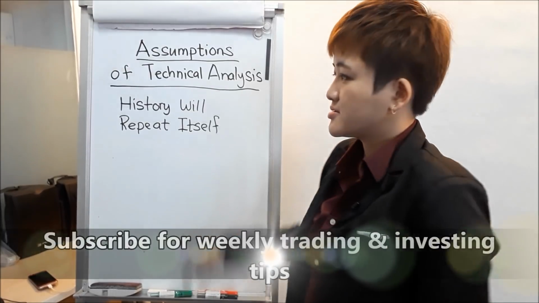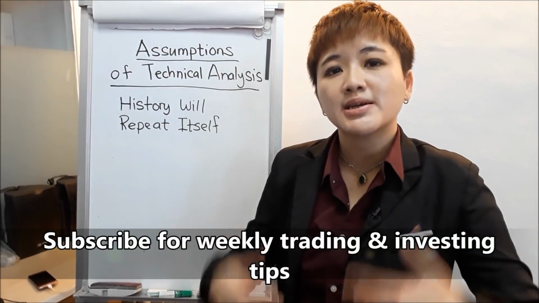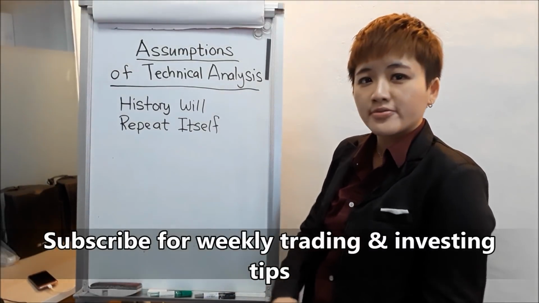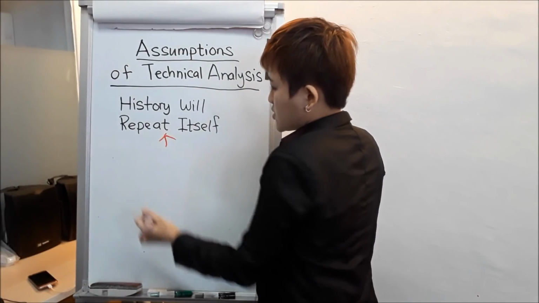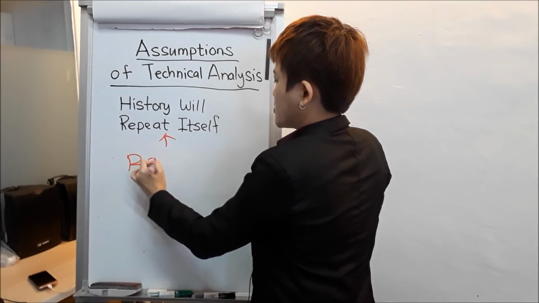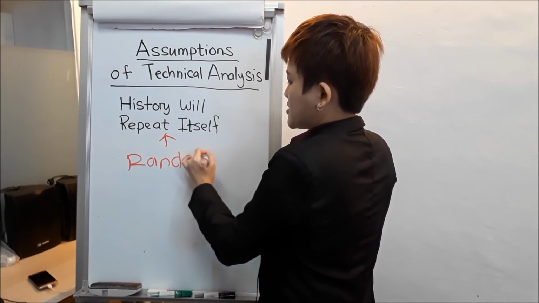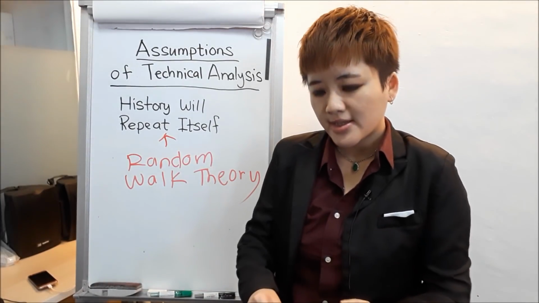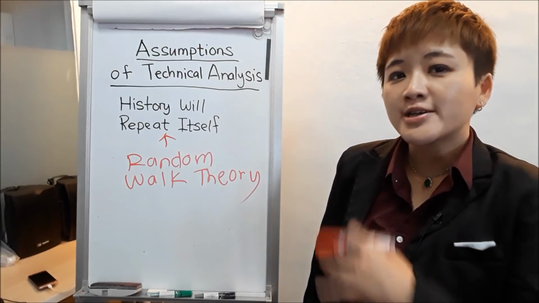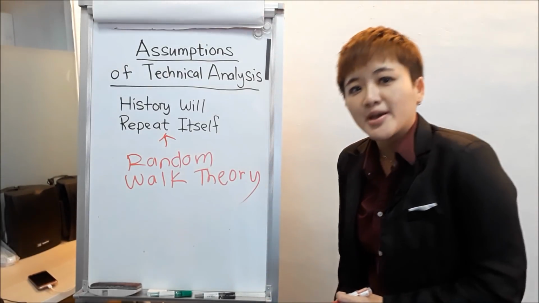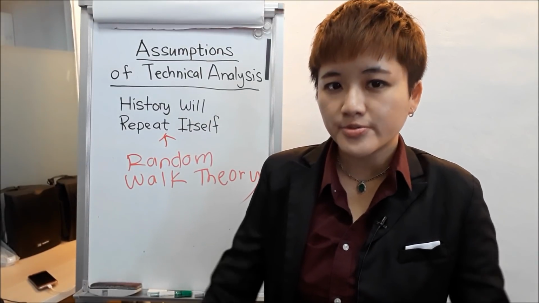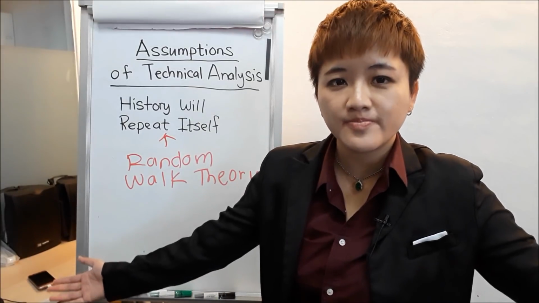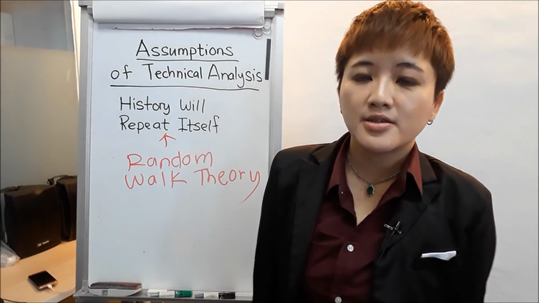One of the assumptions is this. Of course, when we make assumptions, somebody's gonna come and challenge you. So somebody came up with this theory that says, no, history will not repeat itself because, you know what? Markets are a random walk. So if you study finance textbooks, this theory says that markets move in a random manner. Is it really true? If that's true, then all the things that we talk about on this channel are completely useless.